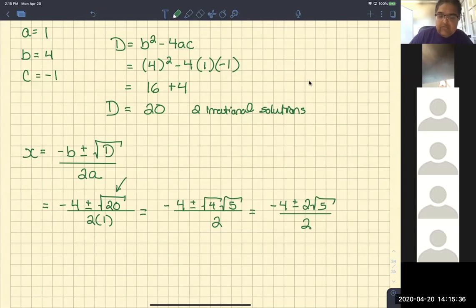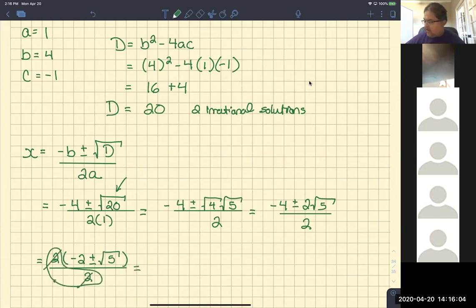Before we can get a solution, remember how we simplified these things. We said, can we factor out a common factor in the numerator? The common factor in the numerator is 2. So when we factor out 2, we get negative 2 plus or minus root 5. And remember, since we have both 2's on the outside, we can cancel those out. So that's my answer, okay?